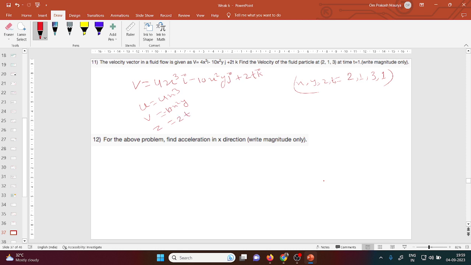Calculating, put the value of x, that is 2, put the value of y, already given, put the value of t, already given, and you calculate the velocity like that. Velocity is the square root of u square plus v square plus w square. This is your final velocity for this question.